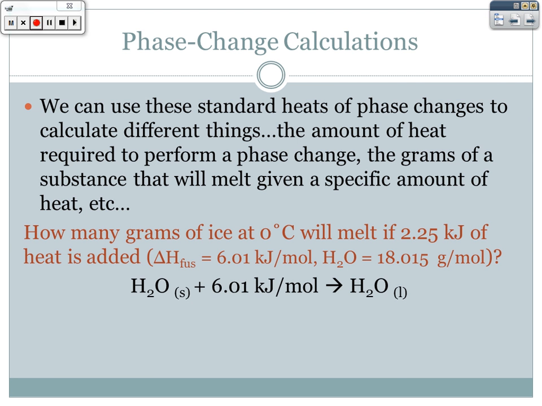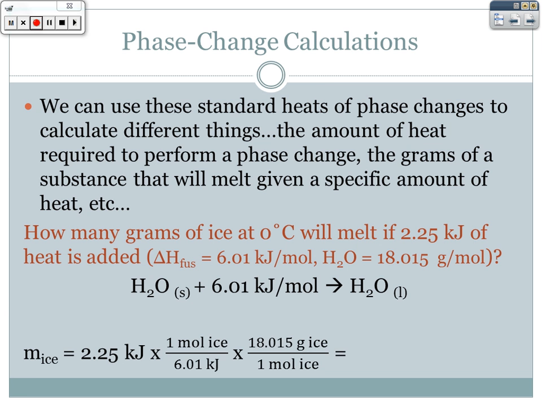So first off, we have to write our equation that solid ice plus our delta H of fusion equals liquid water. Then we look at the mass of ice. The mass of ice would be equal to our single unit of 2.25 kilojoules multiplied by 1 mole of ice per 6.01 kilojoules, multiplied by the grams per mole of ice, which gives you a total of 6.74 grams of ice. So that's how much ice will melt if you add 2.25 kilojoules of heat.